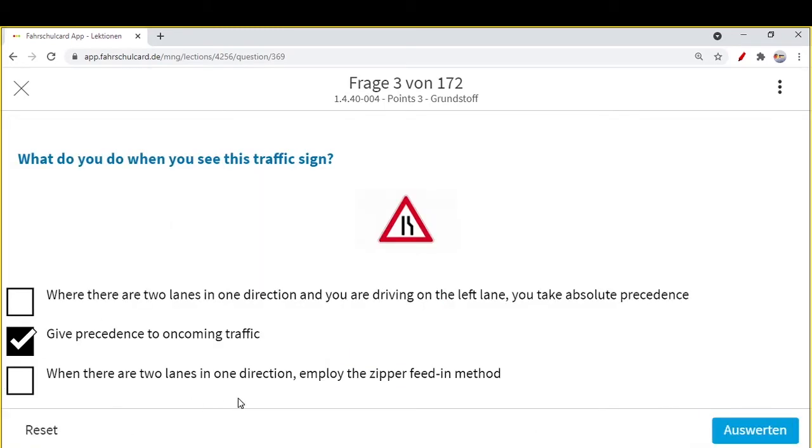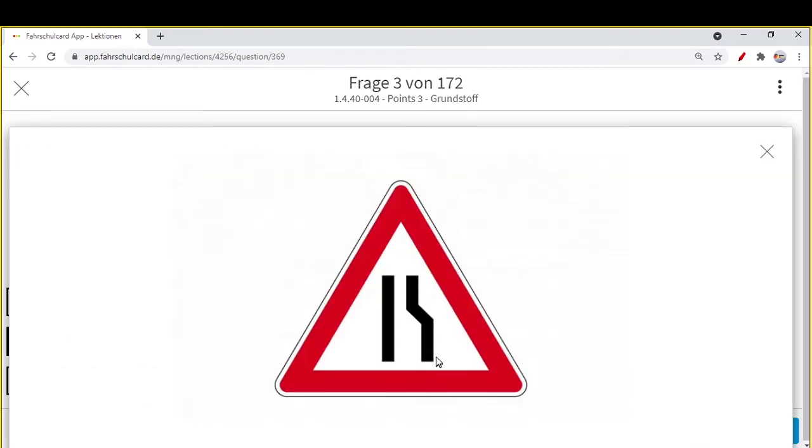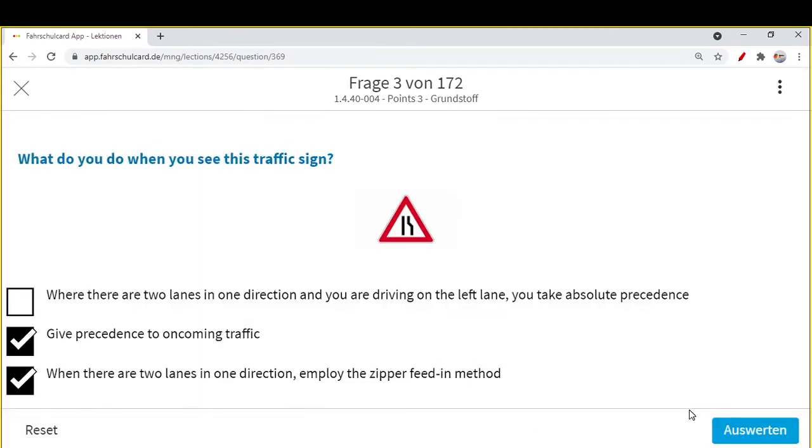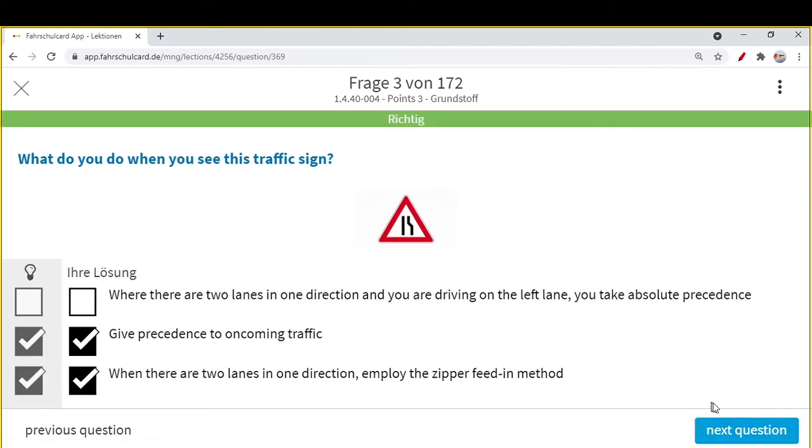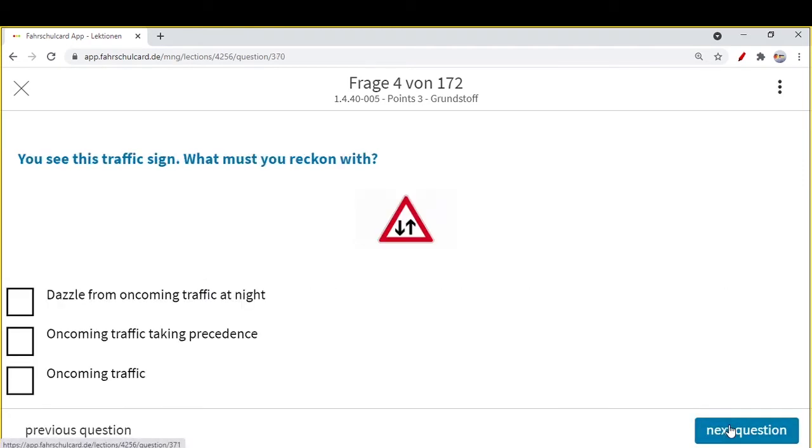Then when there are two lanes in one direction, employ a zipper feed in method. Like when there are two lanes, one lane this one, second lane this one, and this lane is going to end, you have to give way to the traffic on this lane as a zipper feed method. So these two are the options. Let's move to the next question.